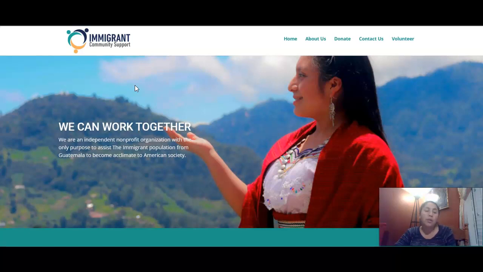So the name is Immigrant Community Support, and I'm going to explain a little bit about my logo type. As you see, there are three different people in a circle, which represent unity. I use three main colors: yellow, which represents hope, blue, which represents trust, and green, which represents balance.